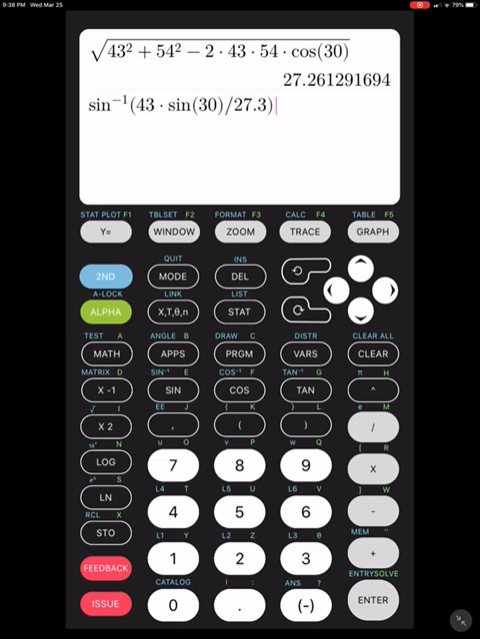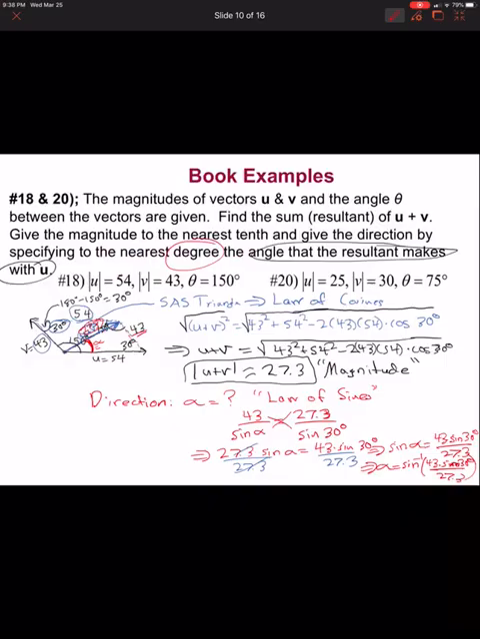There it is, entered. And I got 51.9. So to the nearest degree, that's 52 degrees. So angle alpha is 52 degrees, rounding to the nearest degree. So we've got our direction. Our direction is 52 degrees off vector u.